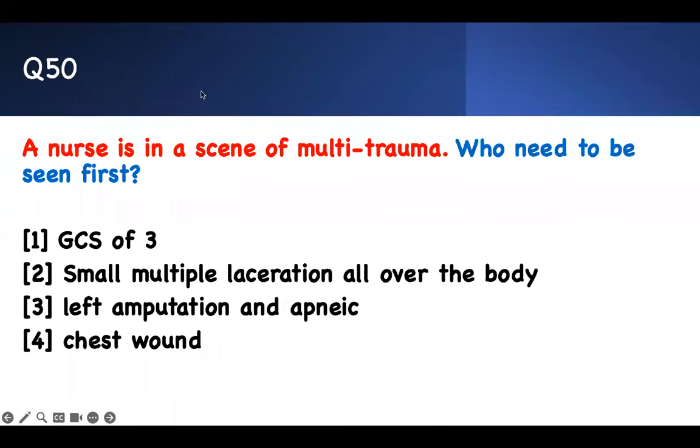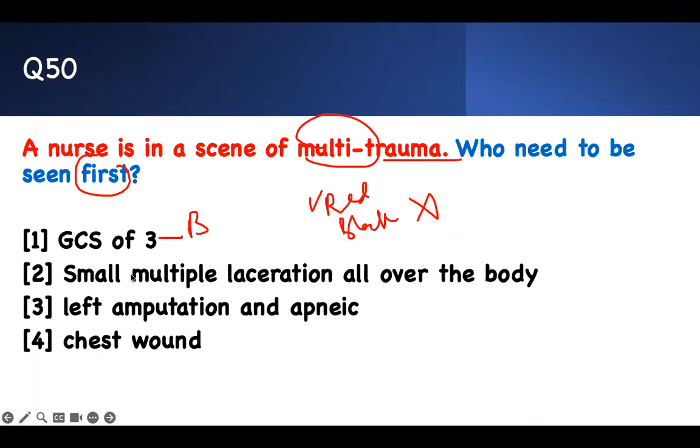Next question. Who needs to be seen first? A nurse is at a multi-trauma scene. Look for the red, look for the black, eliminate the black, and pick the red. Black means you're dead. There's nothing I can do for you. I can see your brain. You can't breathe, nothing. GCS of 3 is black. You're dead.